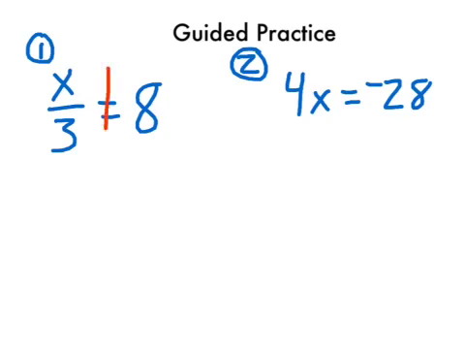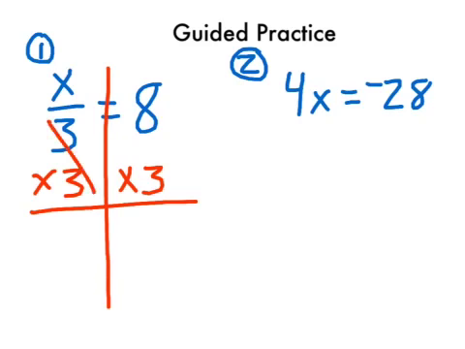Now do this with me. We're going to draw our line on this first one. Okay, that's the first step to solving any of these equations. Then we ask what's being done. We're dividing by 3, so we're going to do the opposite, which is multiply by 3. You got to do it to both sides, multiply by 3.